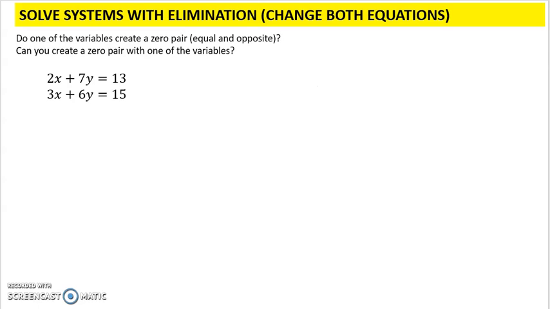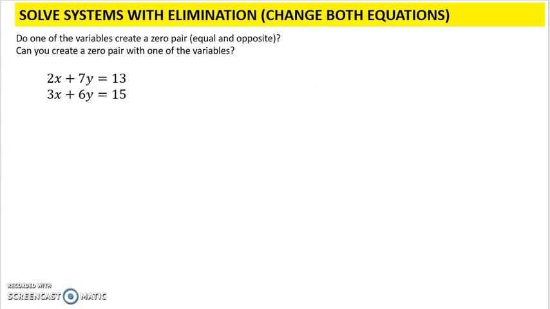All right, guys, we're going to level up our game a little bit more with elimination. What if I have to change both of my equations now? Okay, so remember elimination, the goal is that we want to add or combine the two equations so that one of the variables is eliminated. That's why it's called elimination, right? So we're looking for zero pairs.